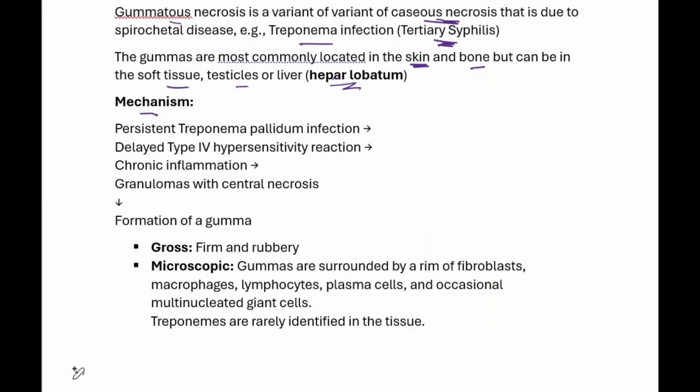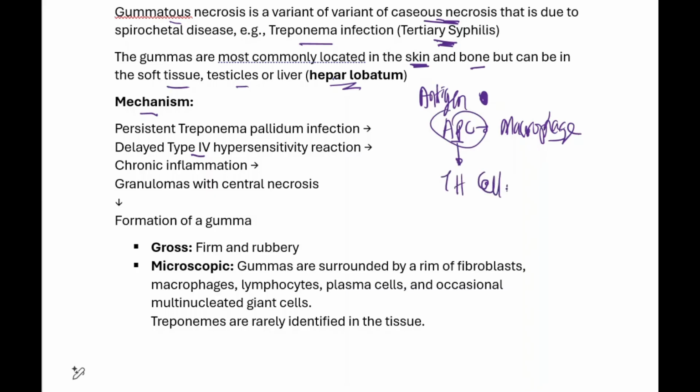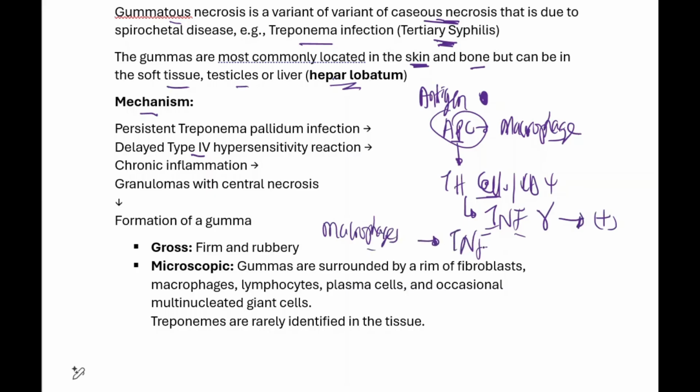And just a quick recap for type 4. You have an antigen, and that antigen is taken up by the what? The antigen presenting cell, which in this case is going to be a macrophage. Remember, other antigen presenting cells include dendritic cells and B cells. This antigen presenting cell now is going to present the antigen to what? To T helper cells, which are CD4. And this T helper cell now is going to release what? Interferon gamma. And this interferon gamma is going to activate the macrophage. And then the macrophage is going to release TNF alpha.